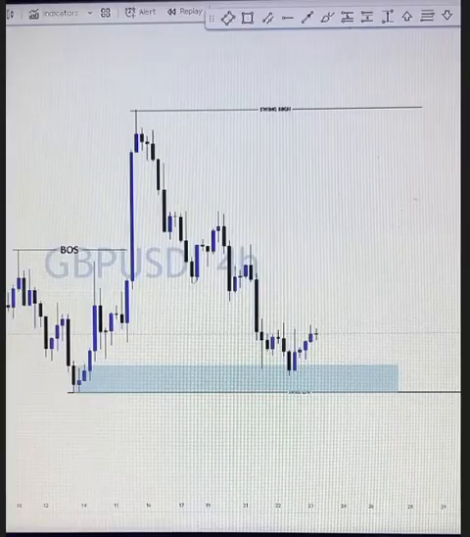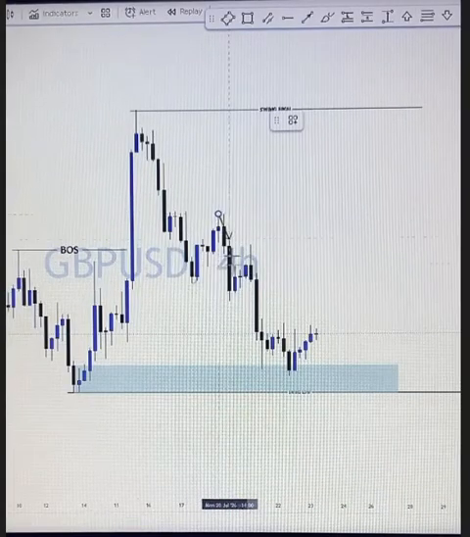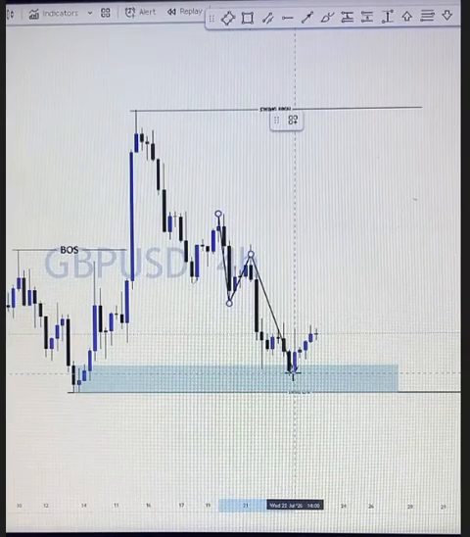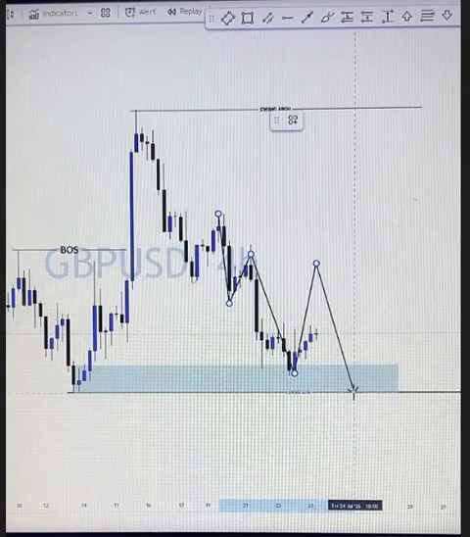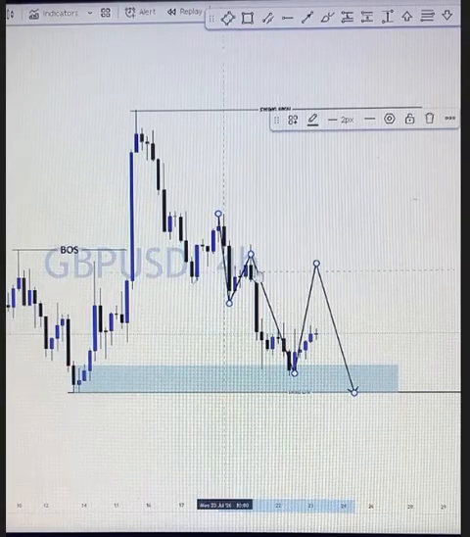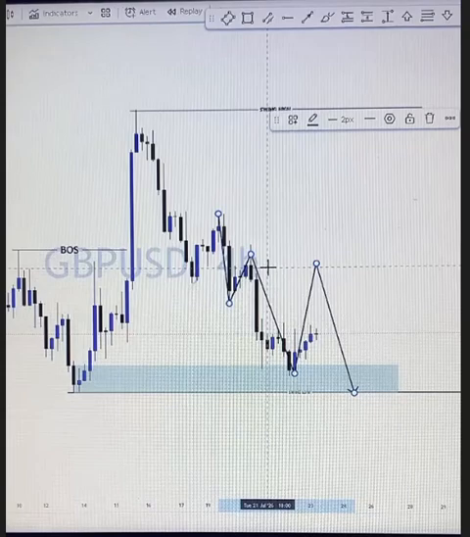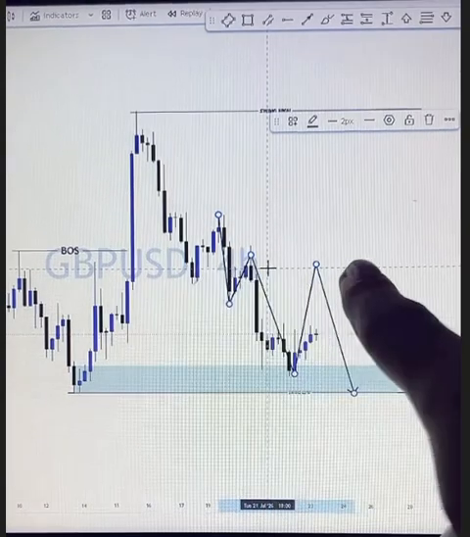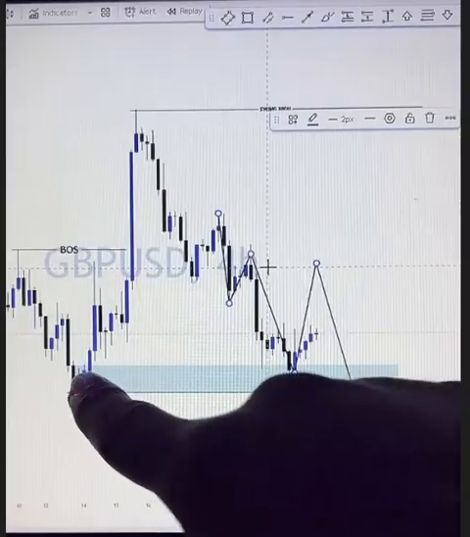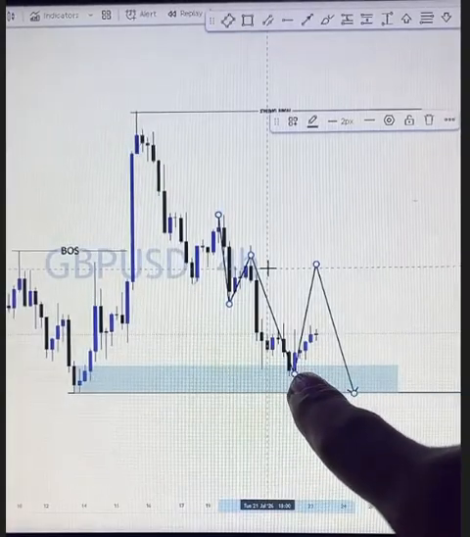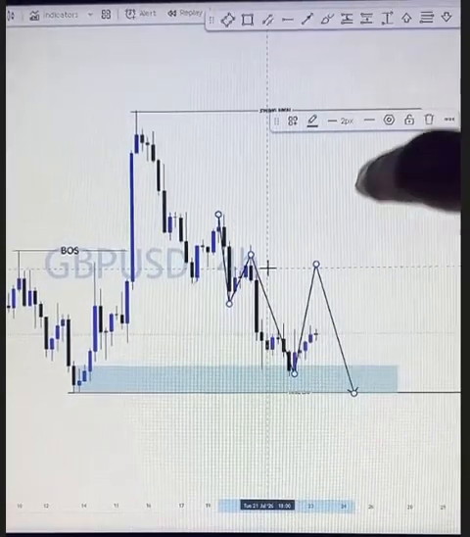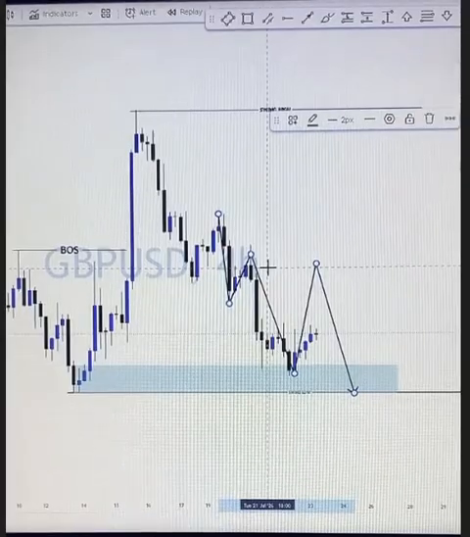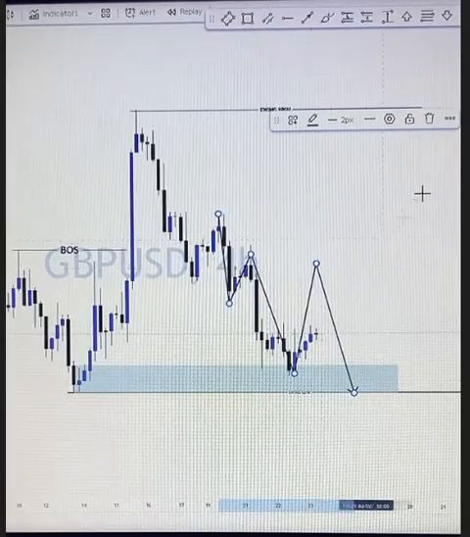Now, a lot of traders will still be looking for a sell right here. A lot of traders will still be looking for a sell at this key level. But guess what? Most of them will end up trapping themselves because price has already tapped the key level. What we are expecting to see is a continuation, right? So we mark our key level.